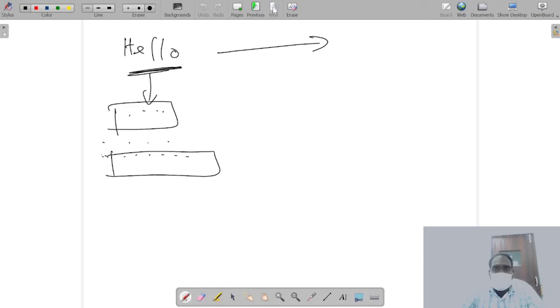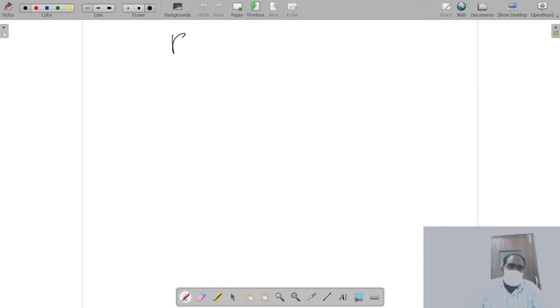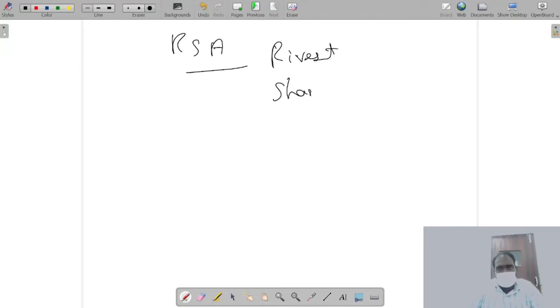Now we'll look at something called RSA encryption. RSA stands for Rivest, Shamir and Adleman. So these are the three people who discovered RSA. Yeah, it was named after them. RSA is one of the most widely used encryption standards even today.